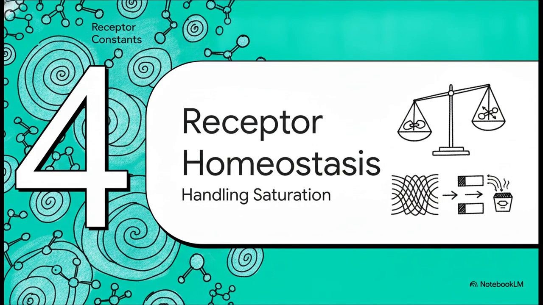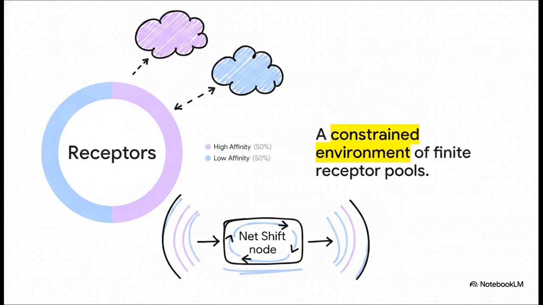Let's dive into Section 4, receptor constants and homeostasis. Imagine a highly constrained environment, a finite pool of high and low affinity receptors. This represents the strict conservation of matter. In a NetShift node, the sum of these receptor pools equals the total system pool. If a node is overstimulated, it cannot simply blow up to infinity. It automatically dampens its own output based on the finite availability of these combined receptor pools. It's a remarkably self-regulating system.